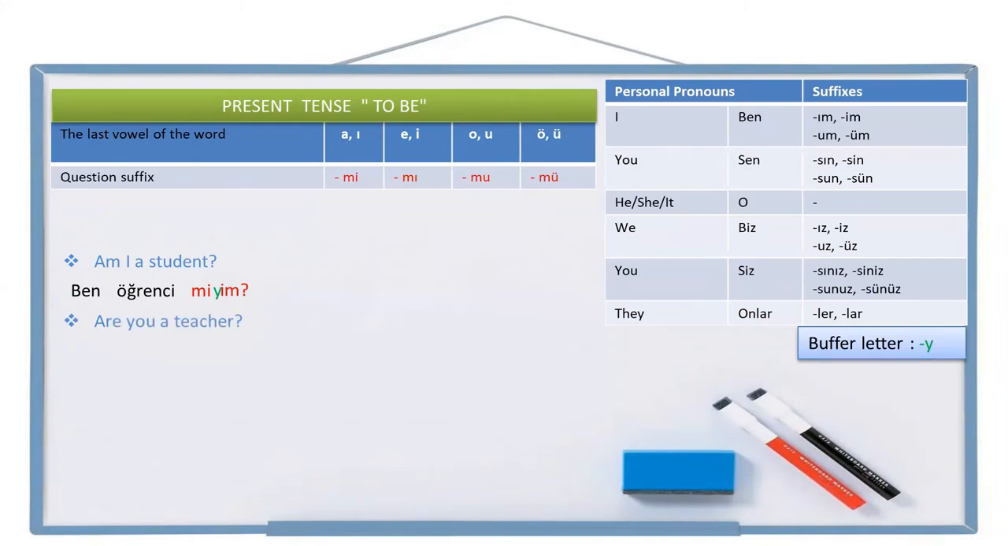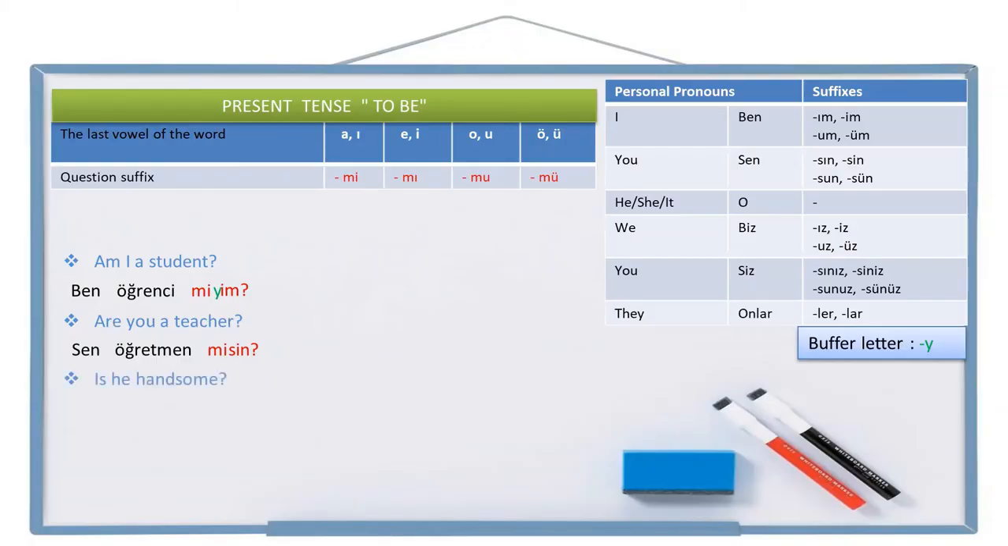One more example. Are you a teacher? Let's write you, person pronoun you first. Sen. Teacher, öğretmen. A space and after that a question suffix, mi, and the person pronoun suffix to the end. Sen öğretmen misin? Are you a teacher?